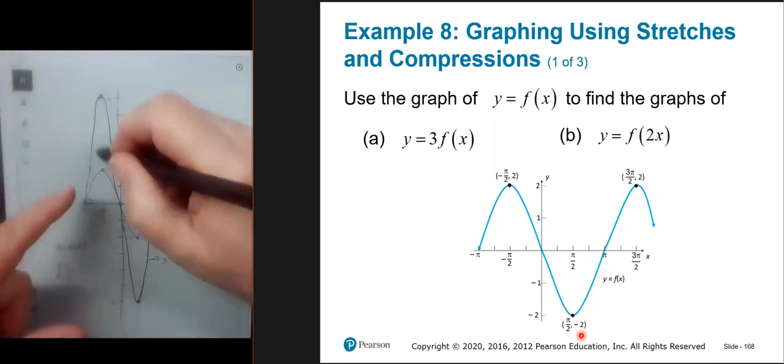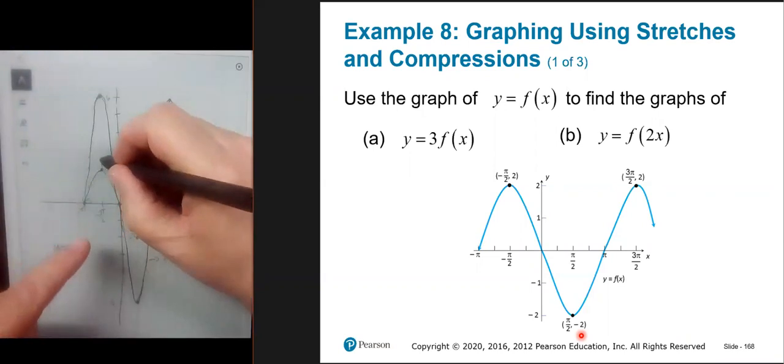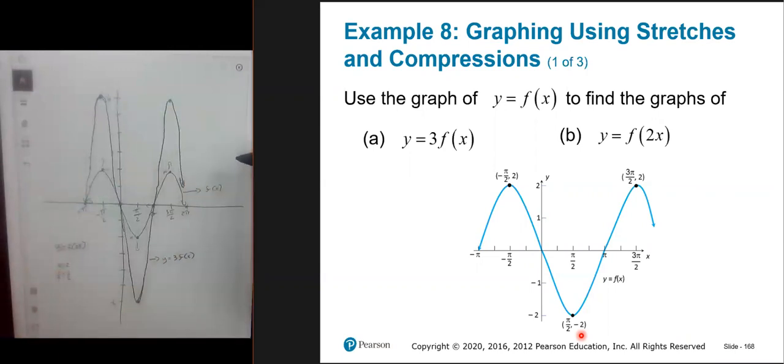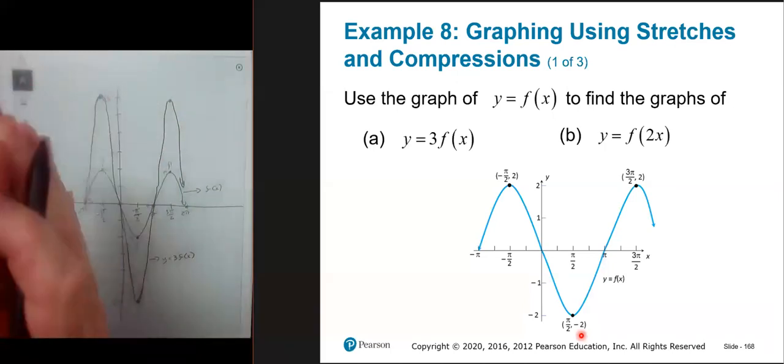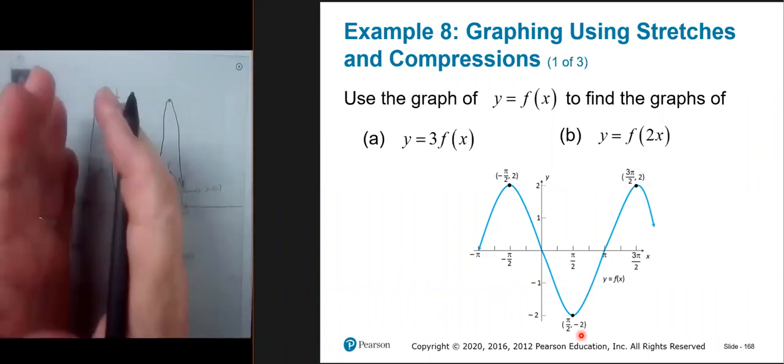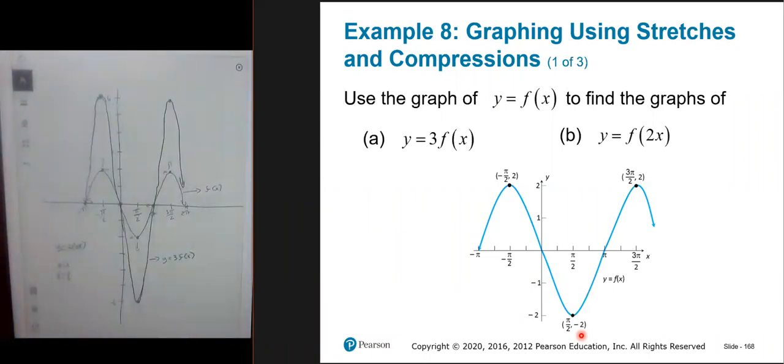For this one, for a, they were being pulled away from the x-axis, but now we're being moved towards the y-axis by multiplying by 1/2. We multiply each x value by 1/2. So negative pi times 1/2 becomes negative pi over 2. So this point got moved over to here.